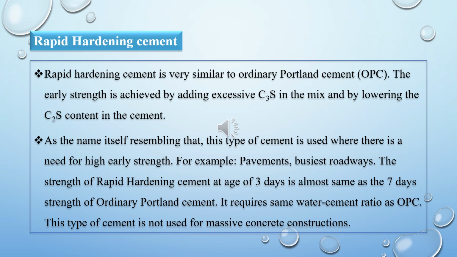So students, in this point, he just said that rapid hardening cement is similar to OPC, ordinary Portland cement. If you increase the C3S, tricalcium silicate content, and lower the C2S, dicalcium silicate content, then rapid hardening cement is formed. As the name itself resembles, this type of cement is used where there is a need for high early strength, for example, pavements and busiest roadways. The strength of rapid hardening cement at the age of 3 days is almost the same as the 7 days strength of ordinary Portland cement.